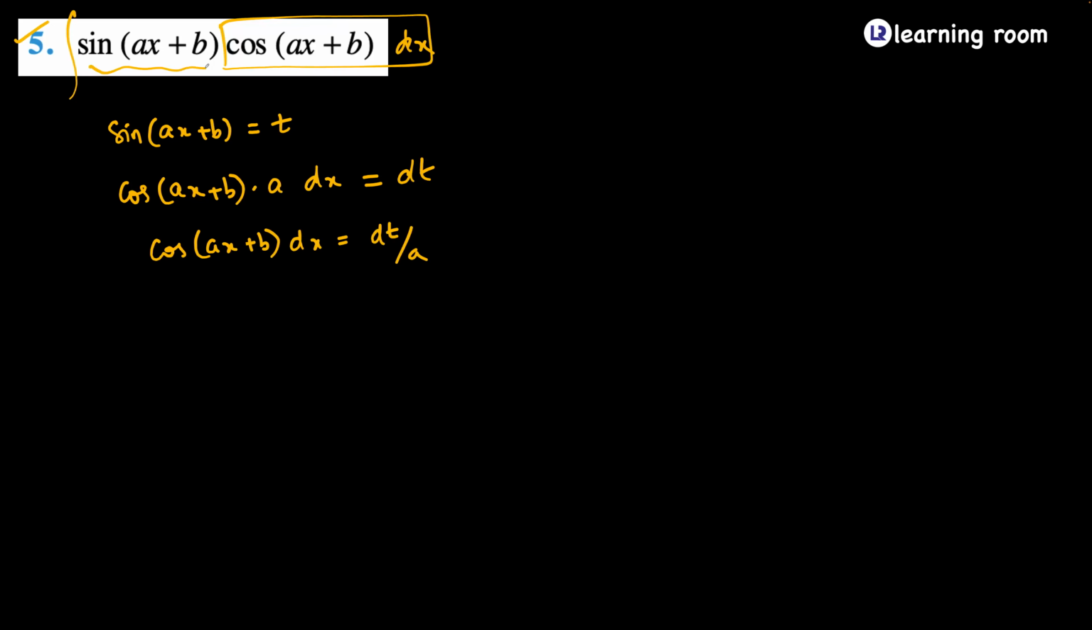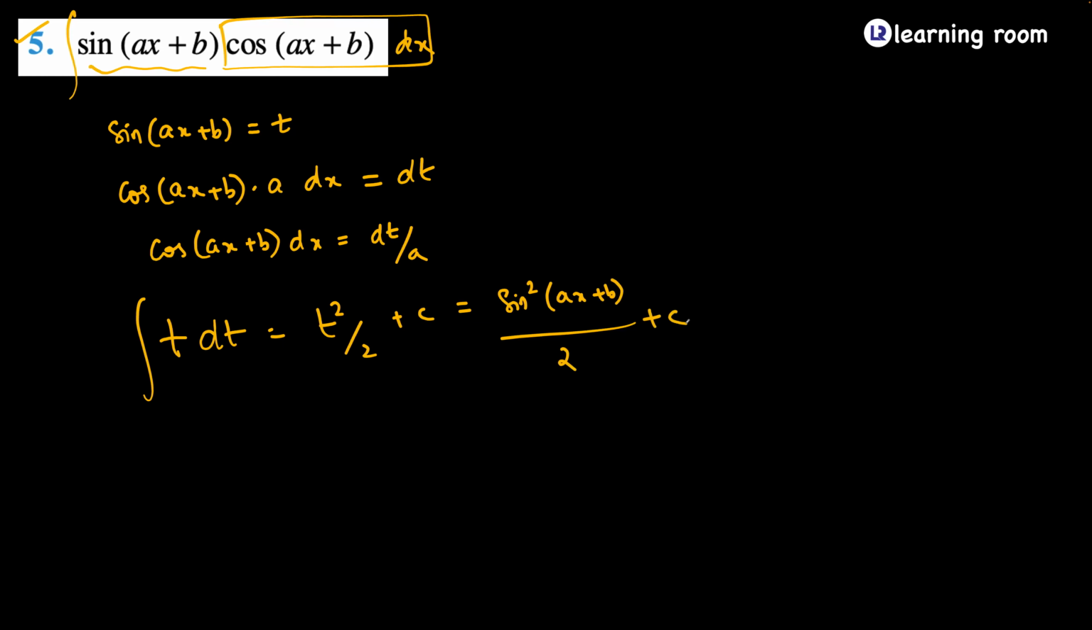Now listen to this. Cos of ax plus b times dx is dt by a. What is sine of ax plus b? It is t. So integral of t dt by a is going to be t square divided by 2a plus c. So it is going to be sine of ax plus b the whole square, divided by 2a, plus c.